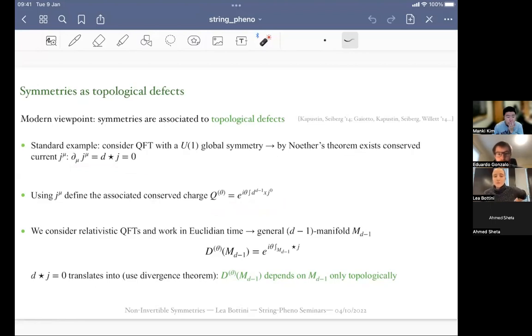But if you work only in relativistic quantum field theories, and in particular in Euclidean time, as I will do in this talk, then instead of a spatial slice you can consider a more general (d-1)-dimensional manifold M_{d-1}, and define this operator by integrating star J on it. The fact that star J is closed translates, by Stokes' theorem, into the fact that this defect depends on the manifold only topologically.